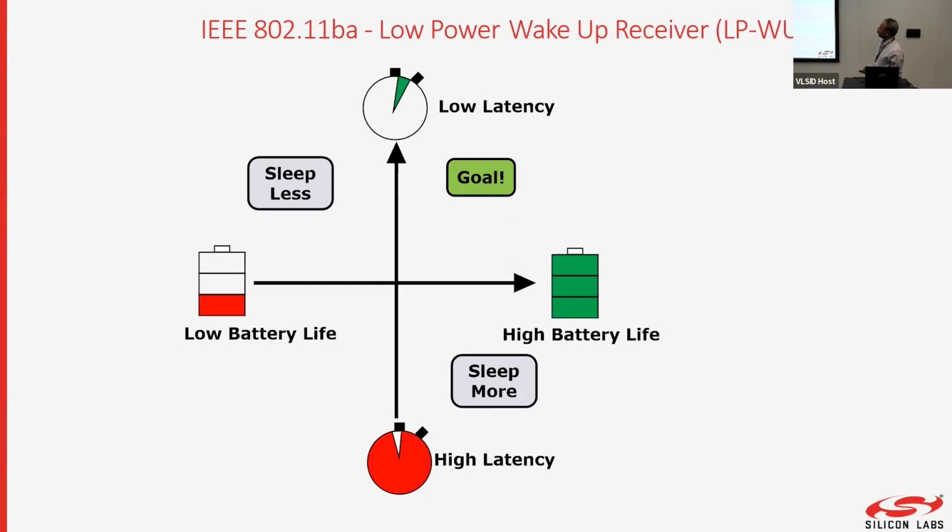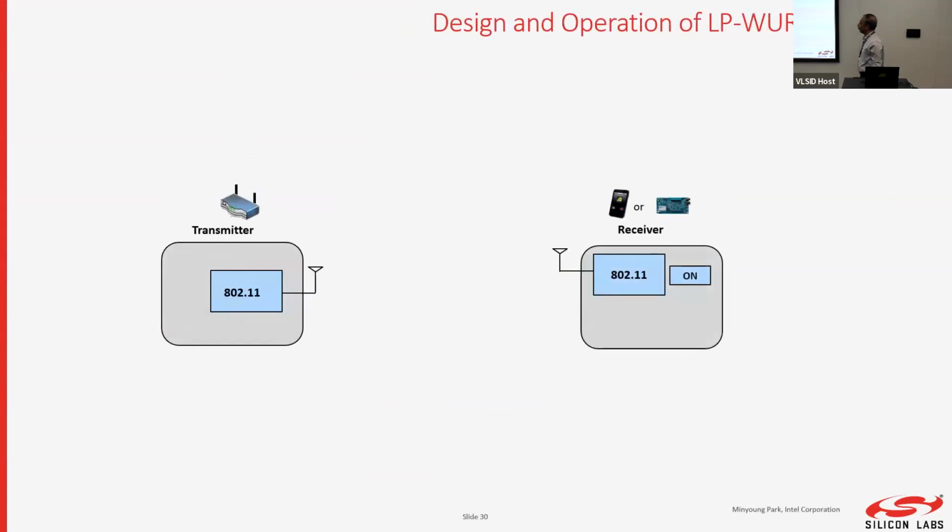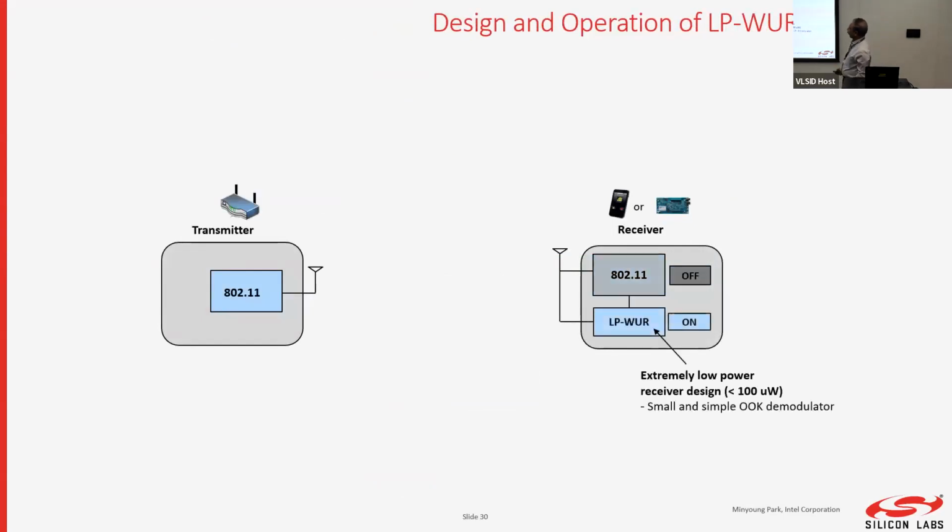So there is a new standard called 802.11ba, where you have a very low power receiver called a wake up receiver, which works at a few tens of microwatts. And then you send a wake up packet before you send your actual packet. This wake up packet wakes up the receiver, and then you can send your data packet.